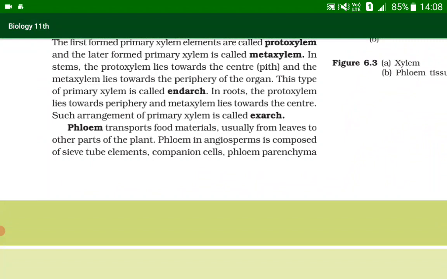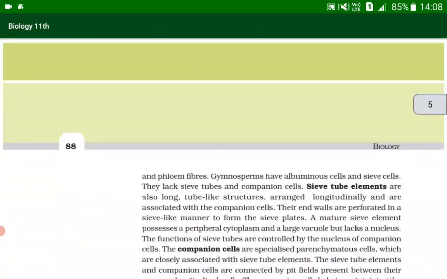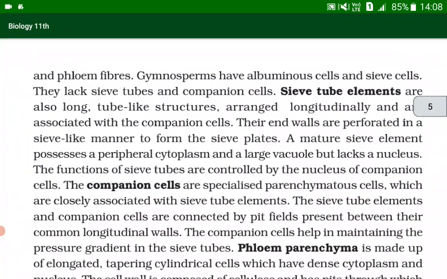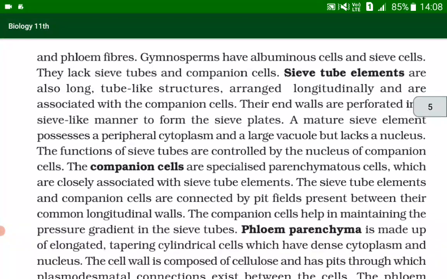Phloem in angiosperms is composed of sieve tube elements, companion cells, phloem parenchyma and phloem fibers. Gymnosperms have albuminous cells and sieve cells. They lack sieve tubes and companion cells. Sieve tube elements are also long tube-like structures arranged longitudinally and are associated with the companion cells. Their end walls are perforated in a sieve-like manner to form the sieve plates.